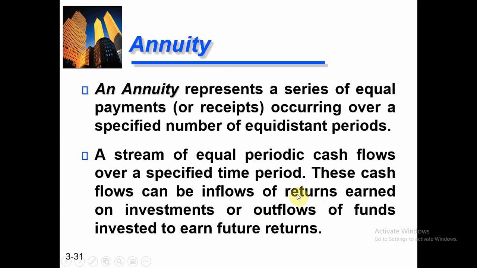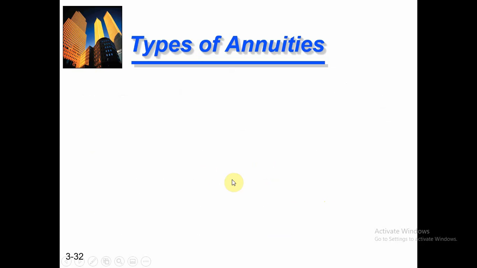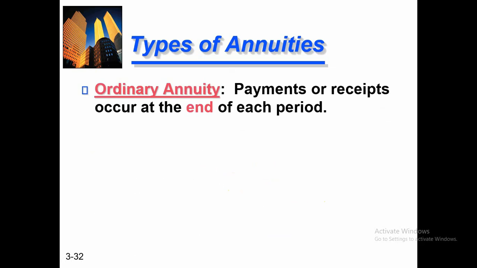It can be a payment, it can be receipts. But this one thing is very important: it should be equal periodic cash flows over a defined time period. So here are the types of annuity. The first one is the ordinary annuity. Payments or receipts occur at the end of each period. Let's take an example: I am following the annual system, and my year runs from January 1 to December 31. If I have to pay the annuity payment, I will pay on December 31. In the ordinary annuity, the payment or receipt occurs at the end of the period.